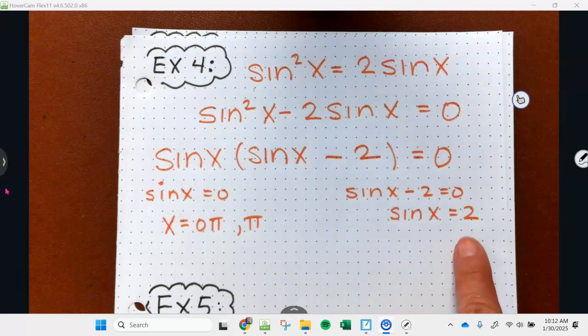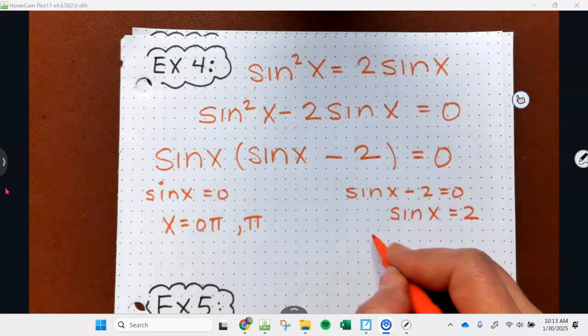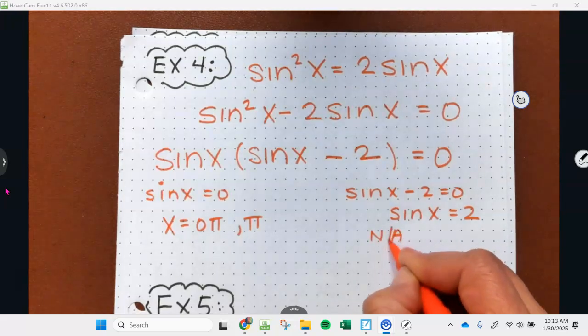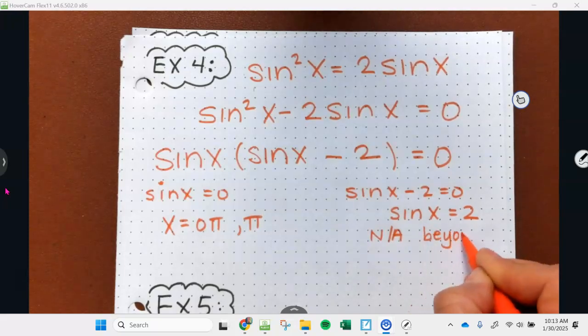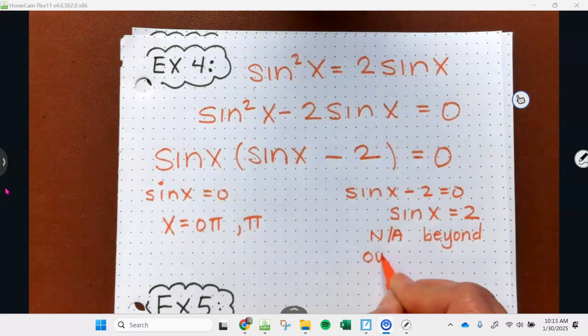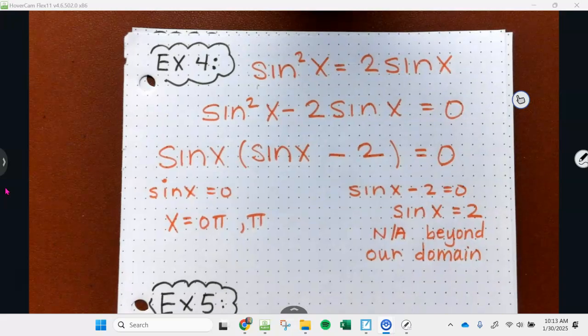And then, do you guys ever have a y coordinate of just a whole number 2? So there's no answer here for us. There's nothing like that on the unit circle. Sine of 2 does exist, but not for us on the unit circle. So write NA, and the reason why is because it is beyond our domain. It certainly does exist, but it doesn't fall in between 0 and 2 pi.